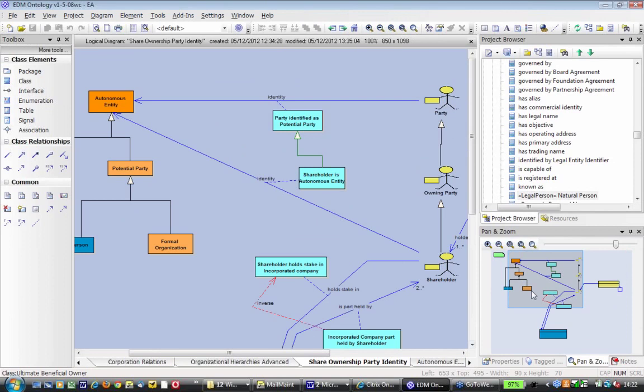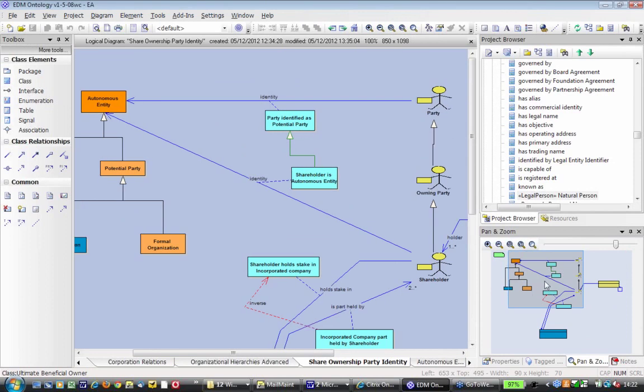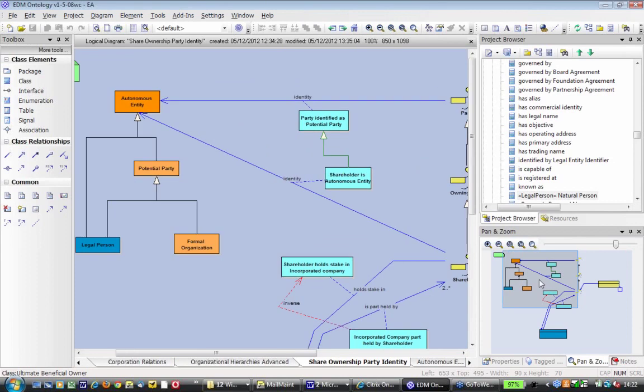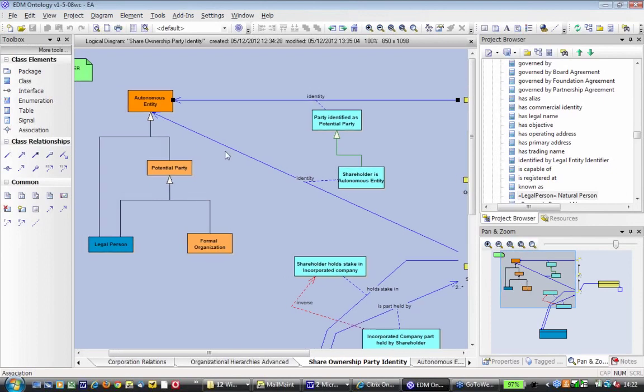So just before I look at that, that's a whole other thing, ignore that for the time being. So if a shareholder is a kind of owning party, which is a kind of party, there's a little wrinkle in the model here. So we said last time that we introduced this new concept of a potential party. That's anything that can be a party. So that's where this arrow should be pointing to. And I'll show you in a moment why it isn't, and we'll try and fix that. Because potential party is any formal organisation or legal person, is what we said last time. So not just any entity.